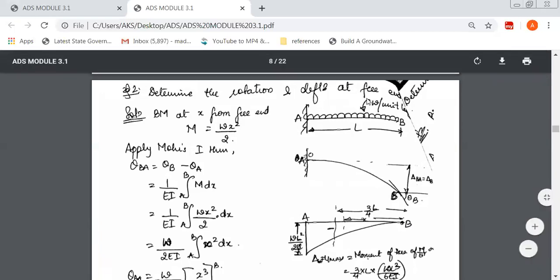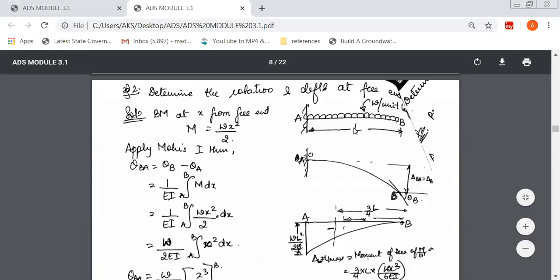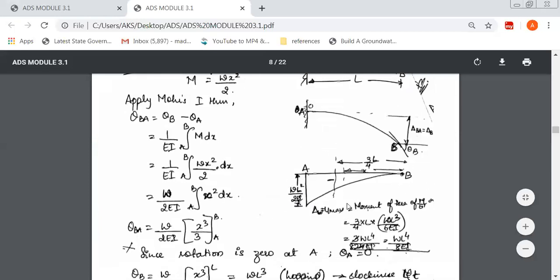If you want to find the force into perpendicular distance, this is W into L, the load, into half of the length, so it is L by 2. It is W into L by 2, so that's how it is WL square over 2EI. Why have I put EI? Because this is the M over EI diagram.